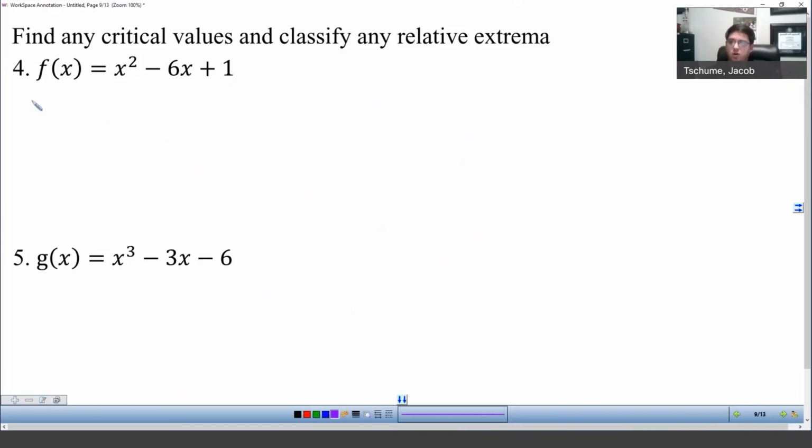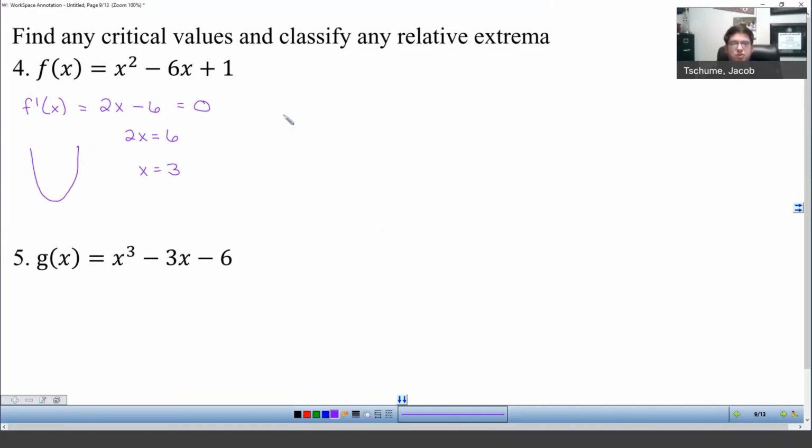So number 4 says f of x is equal to x squared minus 6x plus 1. So to first find the critical value, I'm going to take the derivative of my function, which is 2x minus 6, and I'm going to set that equal to 0. If I solve this equation, so if I move the 6 over by adding, you get 2x equals 6. And if you divide both sides by 2, you get x equals 3. So that is my only critical value. Now, officially, some of y'all might notice that this is a parabola. And we know that parabolas look something like this. So I think we know that this is going to end up being a relative minimum.